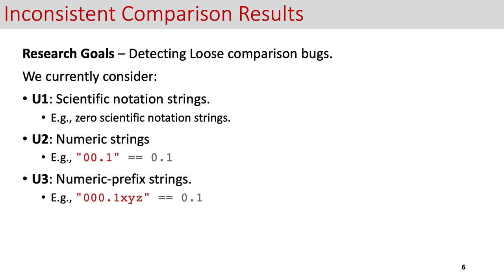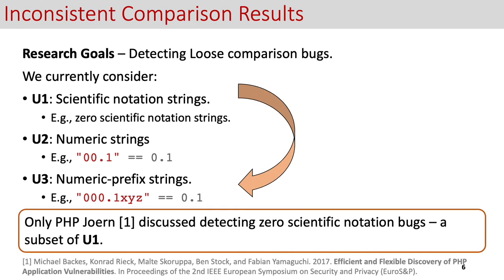Note that, to the best of our knowledge, there exists no prior work that particularly defines and studies loose comparison bugs. PHP Joern, a work published in 2017, discussed using their code property graph to detect zero scientific notation strings, which are just a subset of our first case.